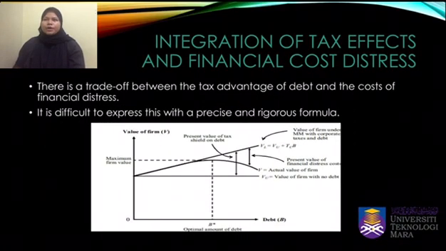Next, integration of tax effects and financial distress cost. In this topic, there is a trade-off between the tax advantage of debt and the cost of financial distress. So it is difficult to express this with a precise and rigorous formula. So we can look at the diagram below to see more and to know more about integration of tax effects and financial distress cost. So this is the diagram.